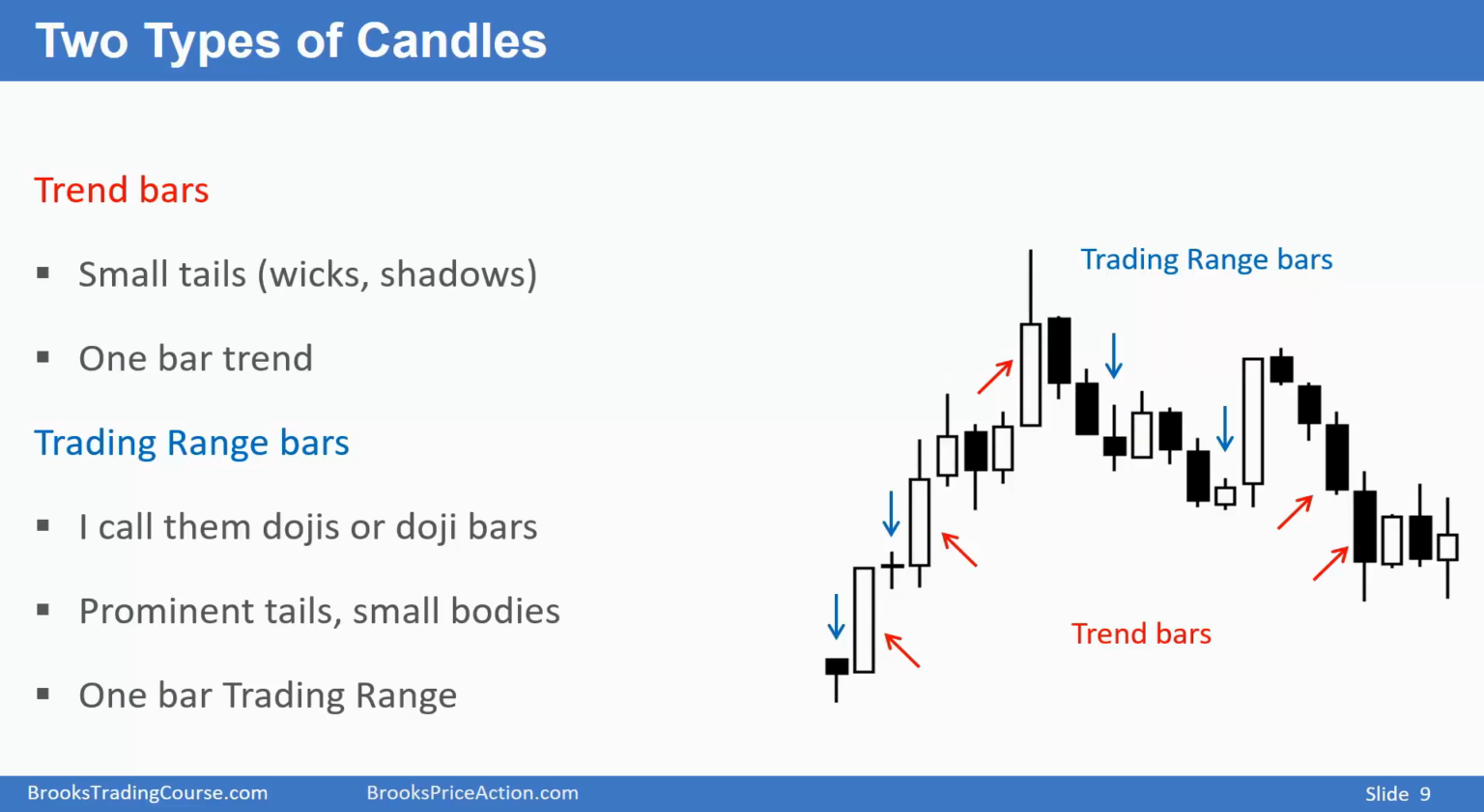I view them as a 1-bar trading range, and on some smaller time frame chart, they are 1-bar trading ranges. A bull trend bar is a 1-bar bull trend, and on a smaller time frame chart, it's a pretty strong bull trend. And a trading range bar, or a doji, is a trading range on a smaller time frame chart.